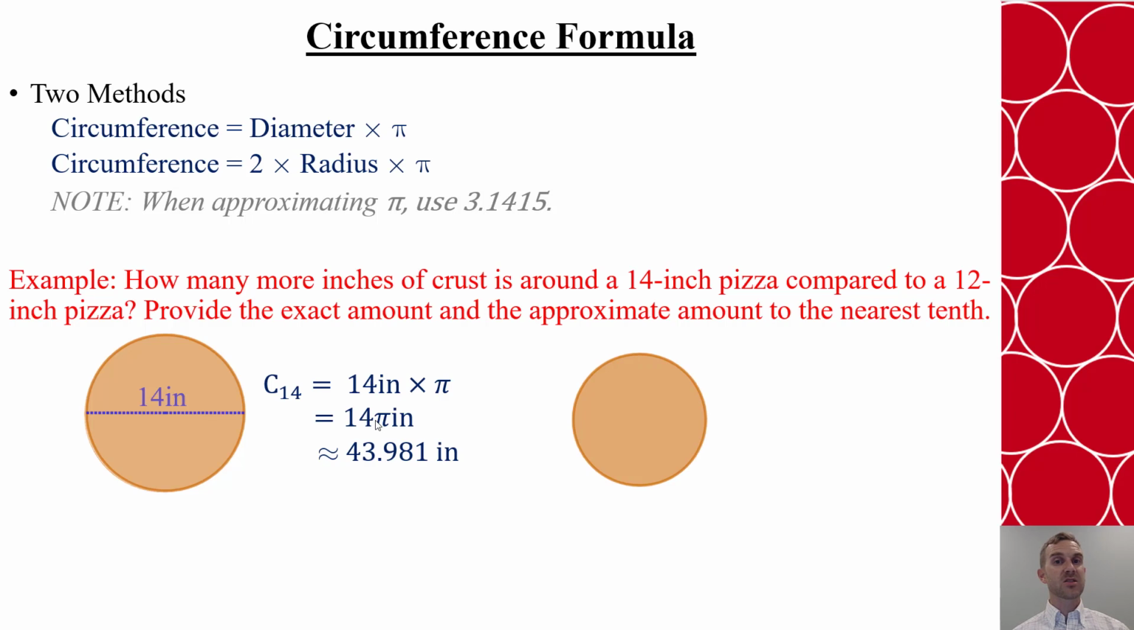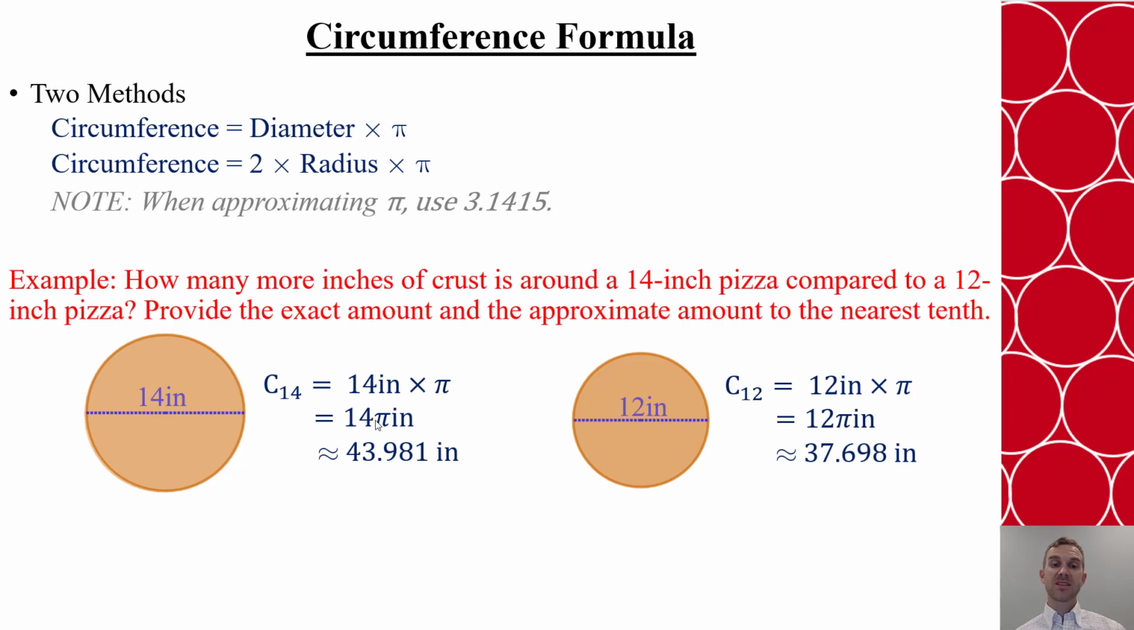Now let's look at the 12-inch pizza. Again, we're going around the circle, which means we're looking at the circumference. So we're going to start with the diameter and then multiply that by pi. That would be 12 pi inches as the exact amount. And approximately, that would give us 37.698 inches.